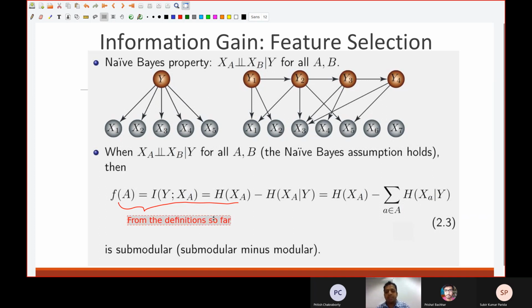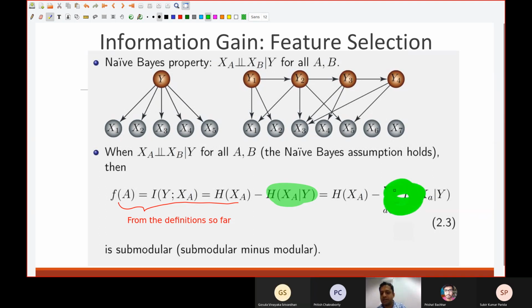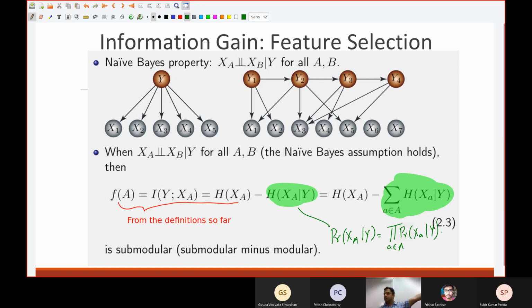Now, if they are conditionally independent, then this is an interesting part. H of XA given Y is the same as the summation over all the indices in A, like let's say X1, X2, X3, X4, X5. So this decomposes. Why? Because the naive Bayes assumption means that the probability of XA given Y is the product over small a in A of the probability of small xa given Y. Then you can easily show that this equality holds. Entropy involves the log of probability, so you can show this easily. So information gain can be submodular under this assumption.